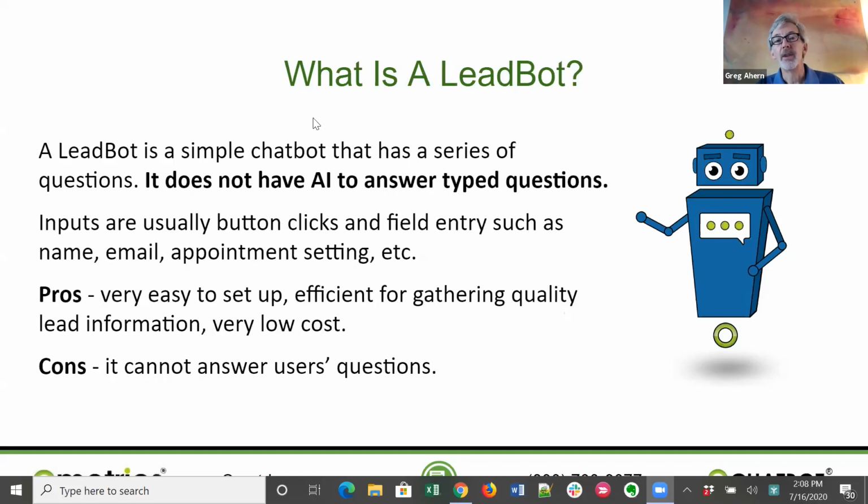So a lead bot is a more simplified bot. It really doesn't have any AI in it. And it's good at just getting people into a funnel. It's very quick to set up, within seconds, and it doesn't cost much at all. Of course, the cons are that you can't ask it other questions. It's not going to understand.